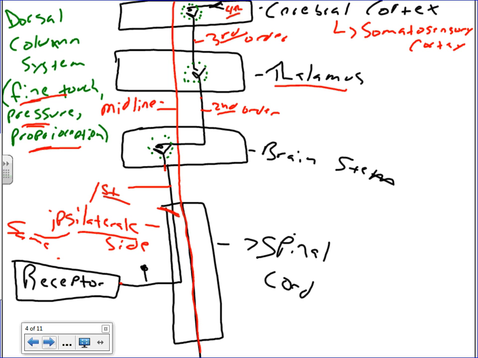Okay, so let's think about this now. Let's say this individual has an injury in the brainstem, along this pathway, in the brainstem or higher.